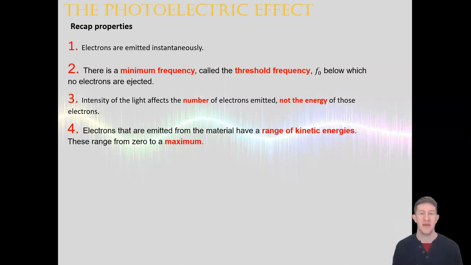2 said that there is a minimum frequency which we call the threshold frequency, f0, and below this frequency no electrons are ejected. 3 said that the intensity of light affects the number of electrons emitted, not the energy of those emitted. And 4 said that the electrons are emitted from the material with a range of energies. These range from 0 to a maximum.